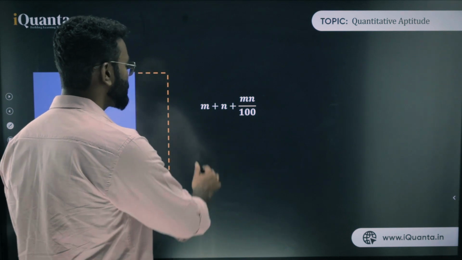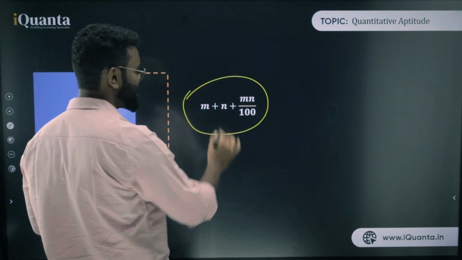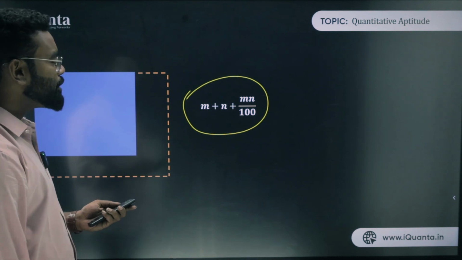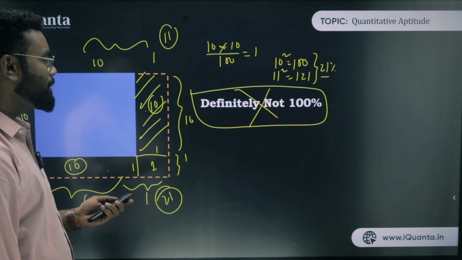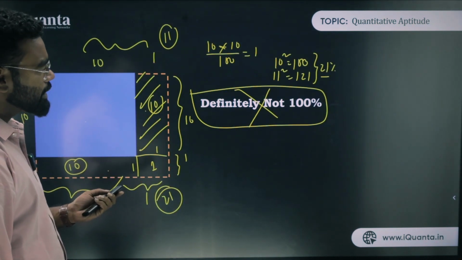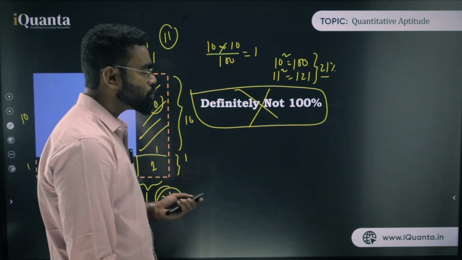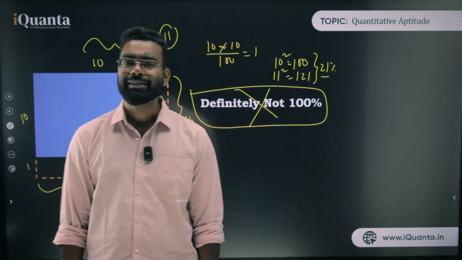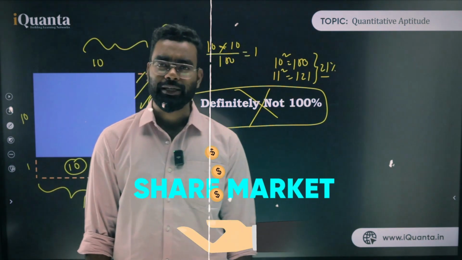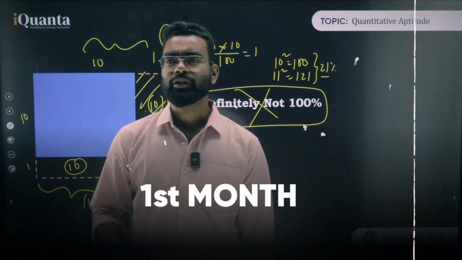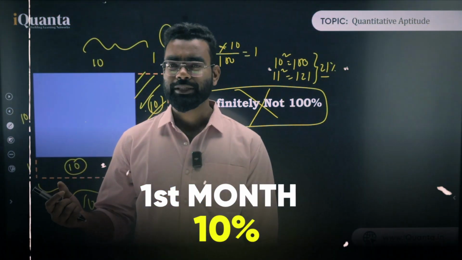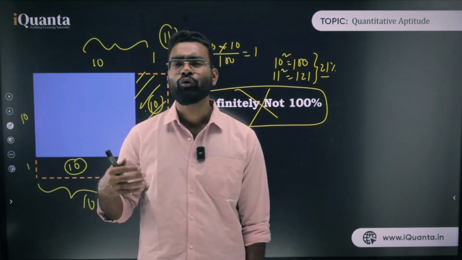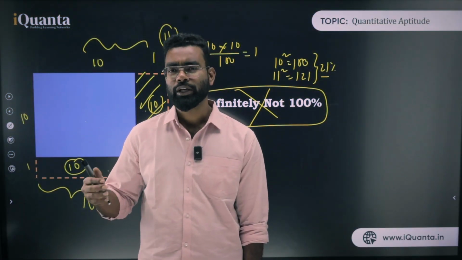We can use this formula as well to solve this type of question, that is m plus n plus mn upon 100. Now the thing is where we generally use this formula. So this is one example we have already curated. Now I'm giving you one more example so that you understand where we can use this. Let's say you have invested a certain amount in the share market. In the first month your return is 10%, in the second month your return is 20%. Now if I'm asking what is your overall percentage return, what is your answer?